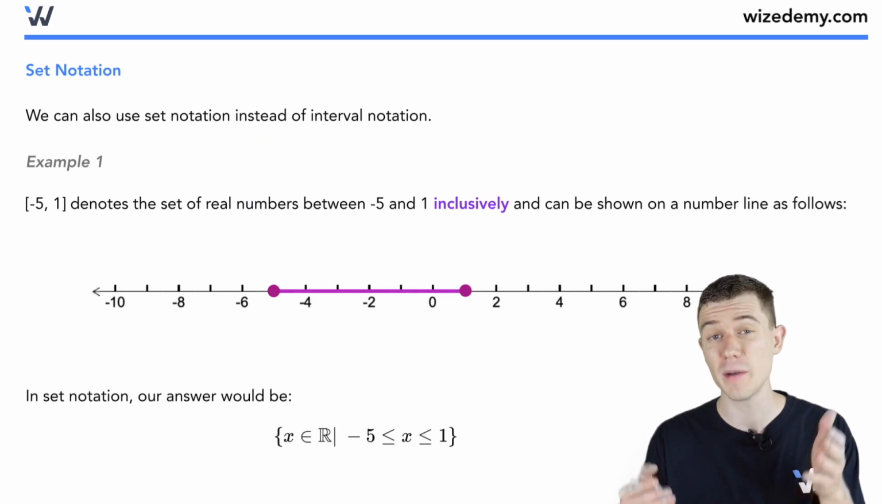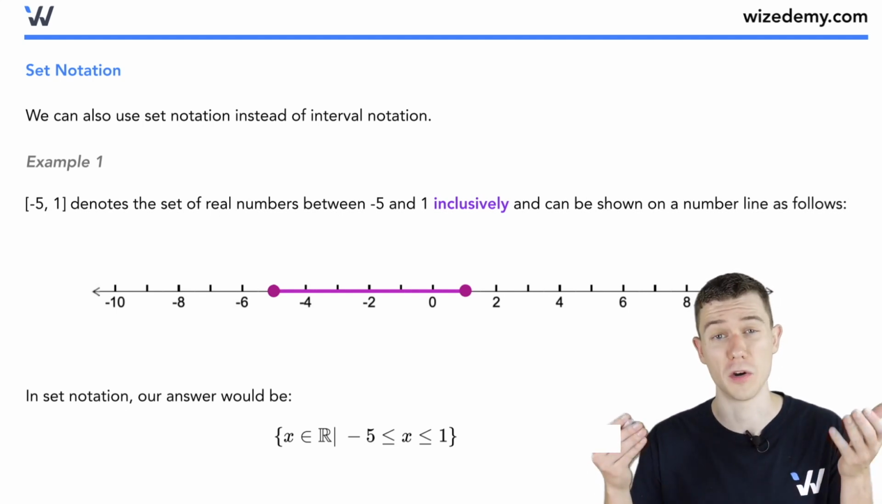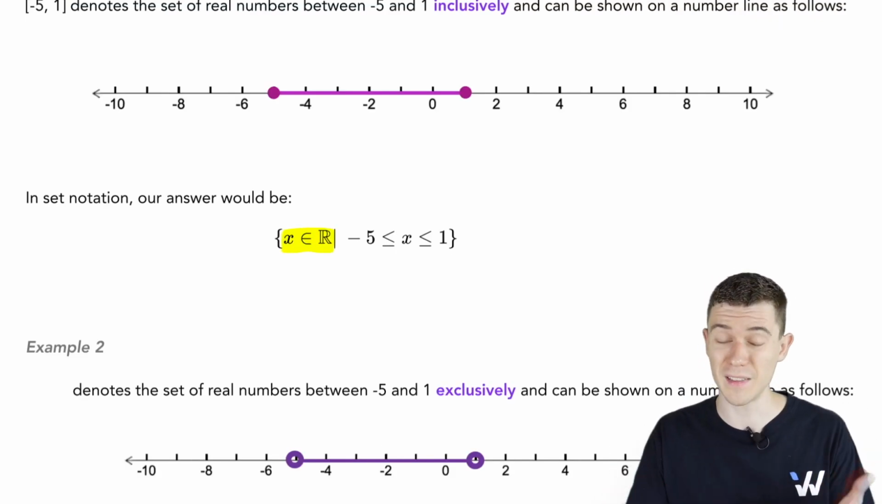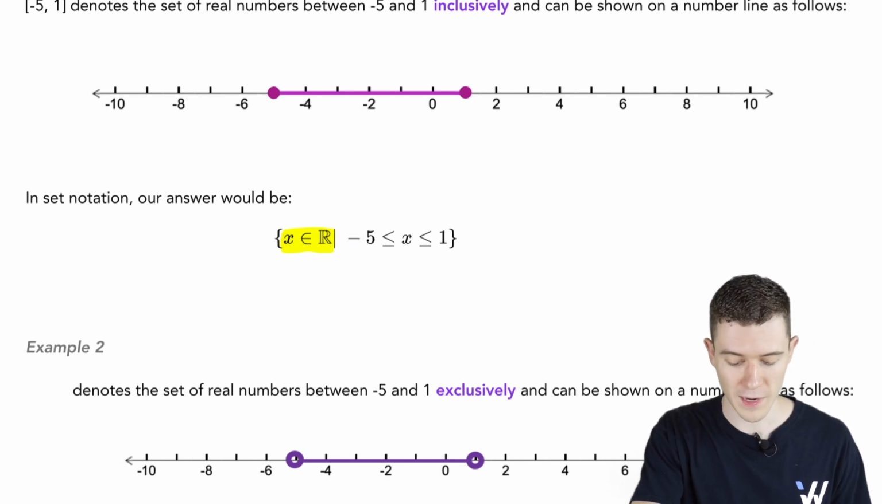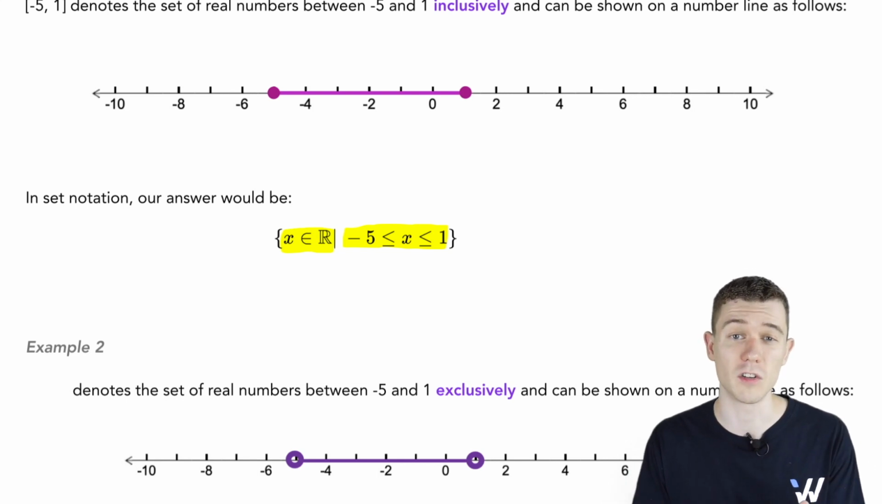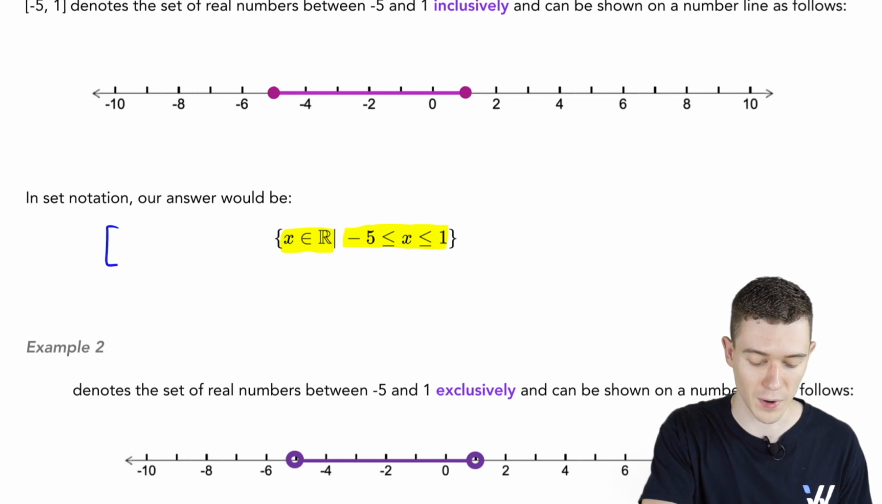Now we can describe intervals using set notation like this. Here we have that interval [-5, 1] in brackets. That means -5 and 1 are included in our set. We can say our interval contains numbers x which are real numbers given that they lie in this interval: -5 ≤ x ≤ 1. So again, a slightly more confusing way to describe something, but it's completely equivalent to writing bracket -5 to 1 bracket.